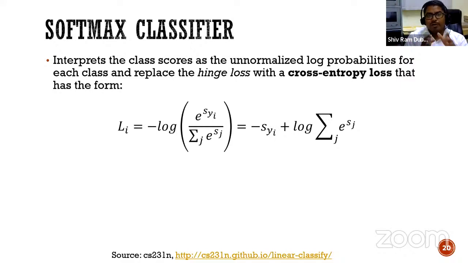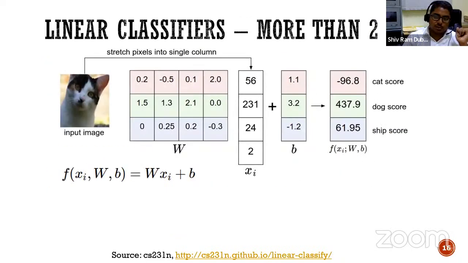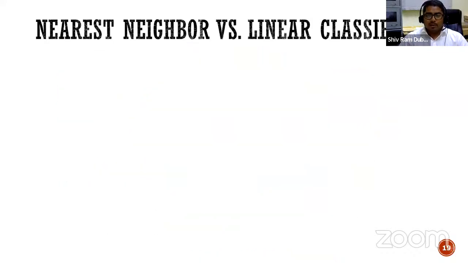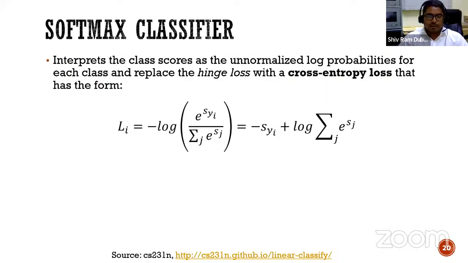Another benefit of doing this is if there is some ambiguity in class scores. For example, if two class scores are very close to each other, once we project them into the exponential space, the separation between those class scores will increase.